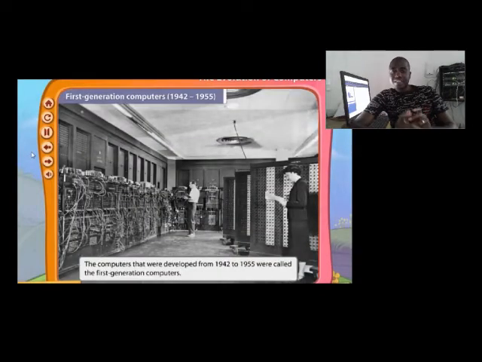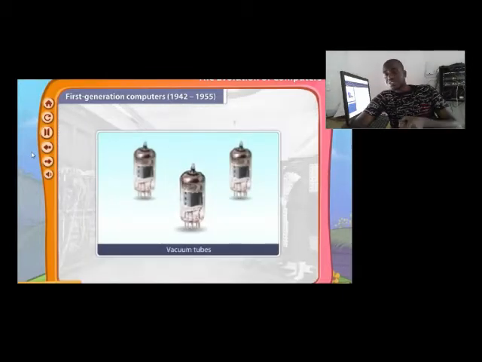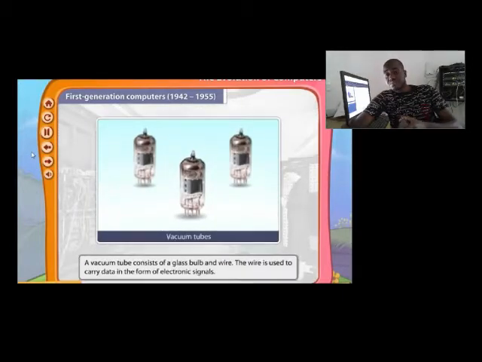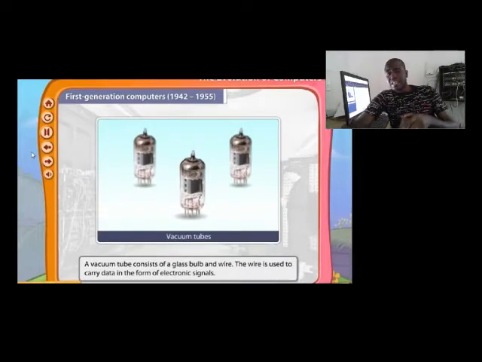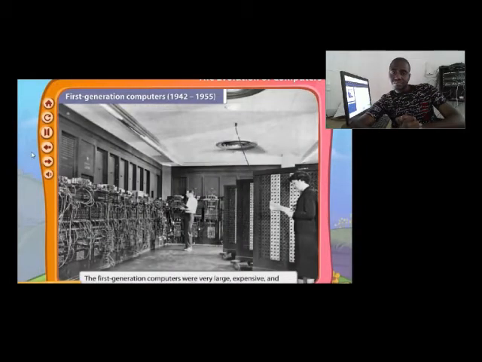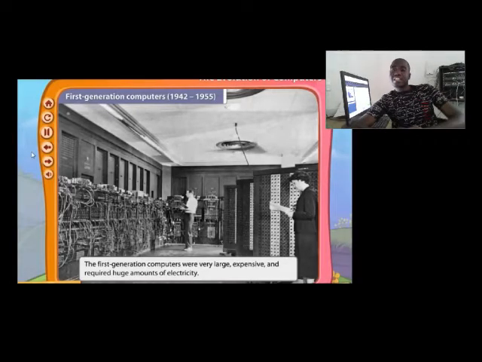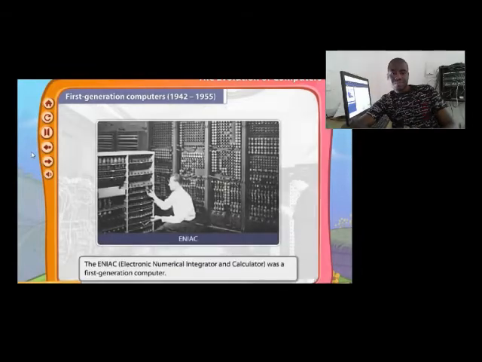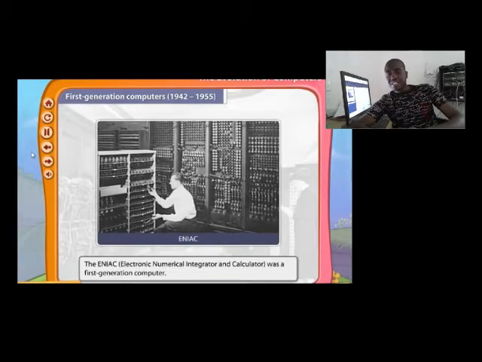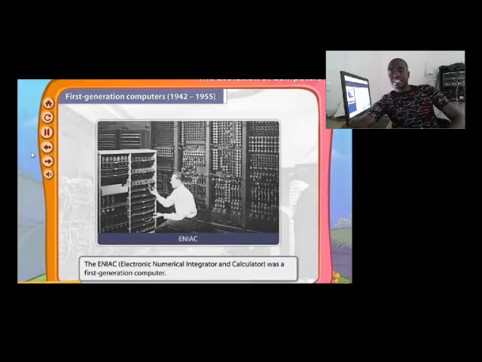The first generation computers. The computers developed from 1942 to 1955 were called the first generation computers. These computers used vacuum tubes. A vacuum tube consists of a glass bulb and wires. The wire is used to carry data in the form of electrical signals. The first generation computers were very large, expensive, and required huge amounts of electricity. The ENIAC, Electronic Numerical Integrator and Calculator, was a first generation computer.